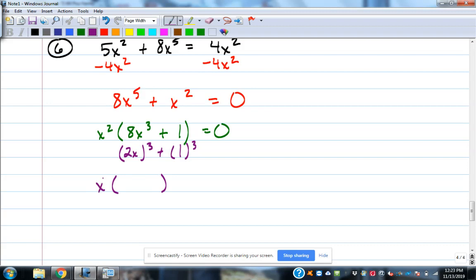So we got the x squared that was in front, and then we got a short factor and a long factor. What's the short factor? 2x plus 1. Now the more difficult part, the long factor. 4x squared minus 2x plus 1.